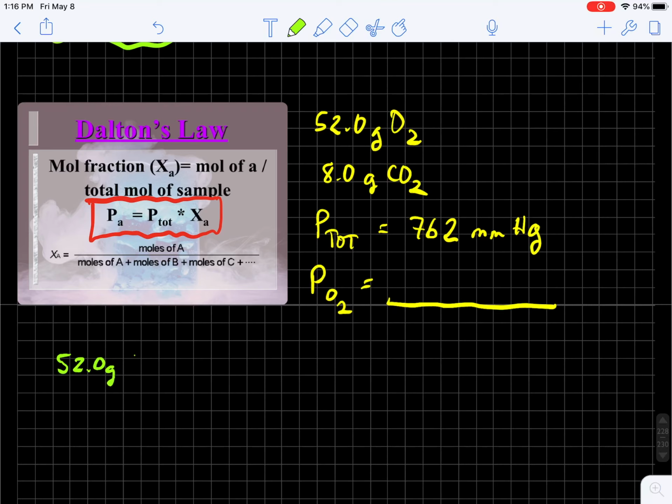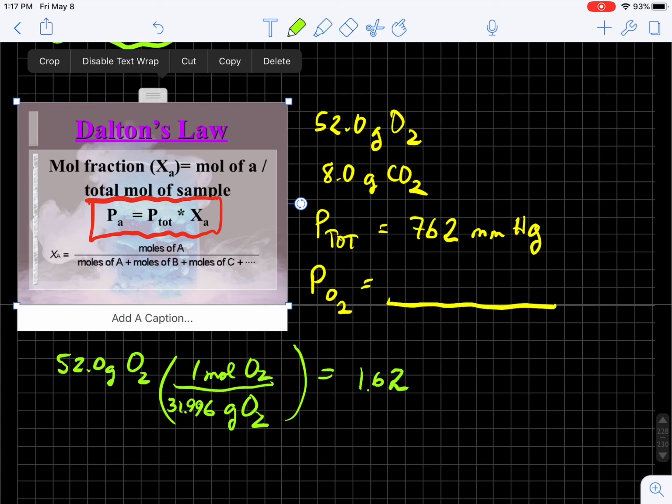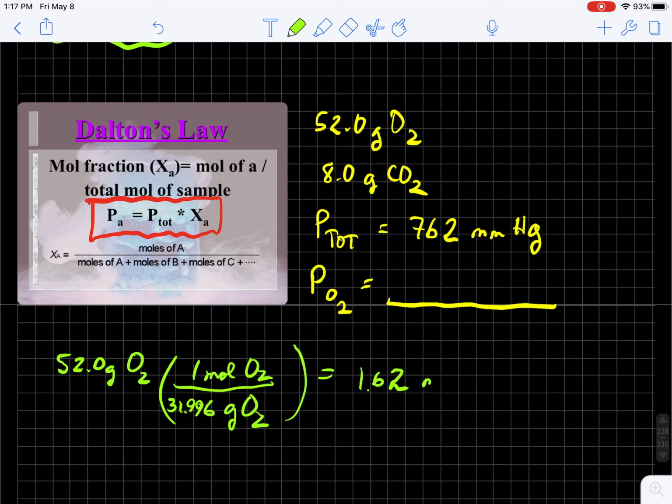So we're going to convert 52 grams of oxygen, and if we look this up on the periodic table, there are 31.996 grams of oxygen per 1 mole. So let's see how many moles that is. It comes out to be 1.625, but we should round to the even number, so we're going to round down to 1.62. And that's going to give us moles of oxygen.